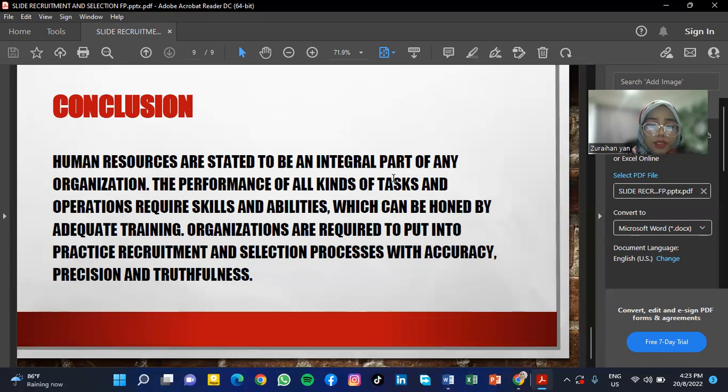Okay, there are numerous job duties and functions within the organization, and performance of all kinds of tasks and operations requires skills and ability, which can be honed by making provision of adequate training to the personnel. The organization is required to put into practice recruitment and selection processes with accuracy, precision, and trustfulness.